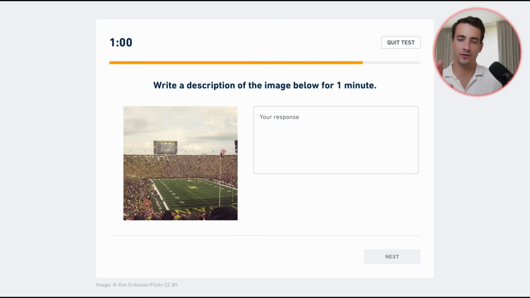Okay, we now have 2 writing questions. First one is picture description. Only 1 minute. You need to move very fast, so I'm not going to waste any time on this one.